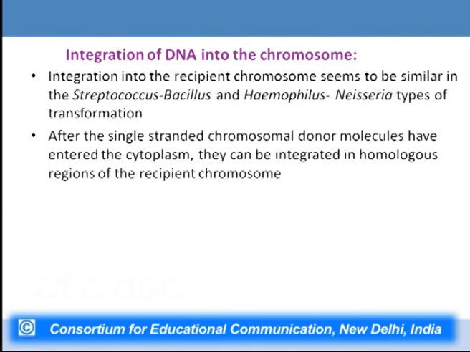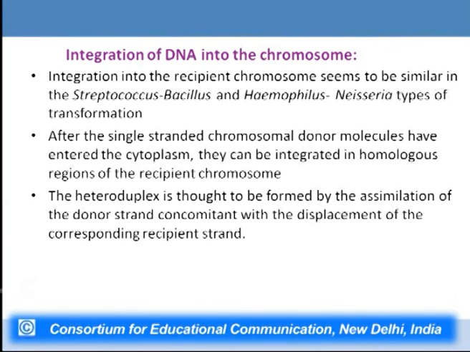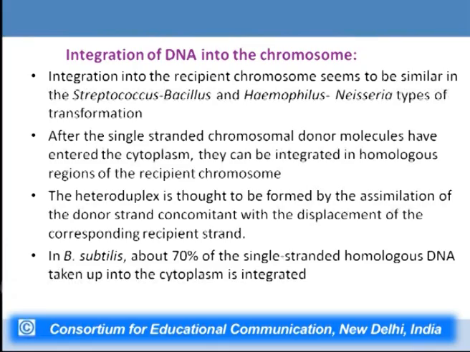After the single-stranded chromosomal donor molecules have entered the cytoplasm, they are integrated in homologous regions of the recipient chromosome. And the heteroduplex is thought to be formed by assimilation of the donor strand concomitant with the displacement of the corresponding recipient strand. In Bacillus subtilis, about 70% of the single-stranded homologous DNA taken into the cytoplasm is integrated.